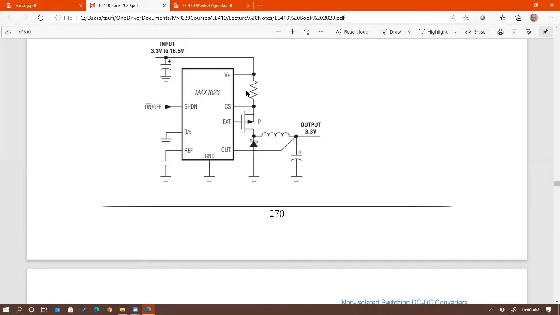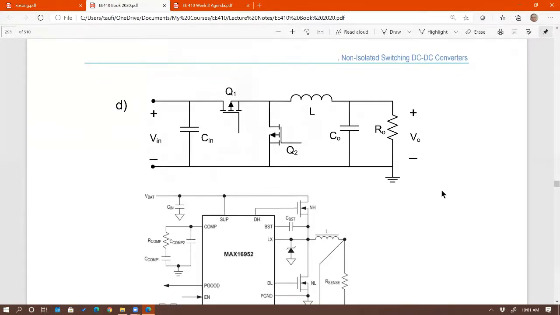Because it's high switching frequency, you need a fast diode. If you replace this diode with another MOSFET, that's called synchronous. Now you can see that the top MOSFET, which is what I call the high side MOSFET, is a PFET. The low side MOSFET, because the source is grounded right there.